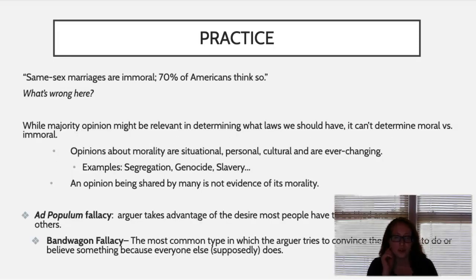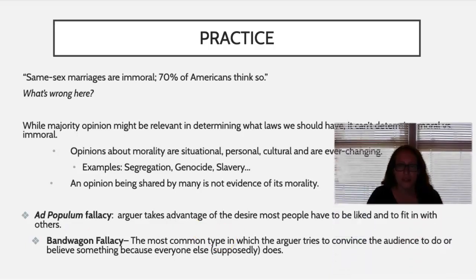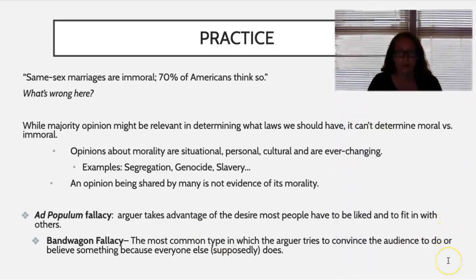This one is a little bit trickier, and I'm going to break this one down a little bit. So, same-sex marriages are immoral. 70% of Americans think so. So the what's wrong here is a little bit tricky. And the main thing, and go with me on this, assume that I pulled this from a real study and that 70% of Americans actually did believe this.